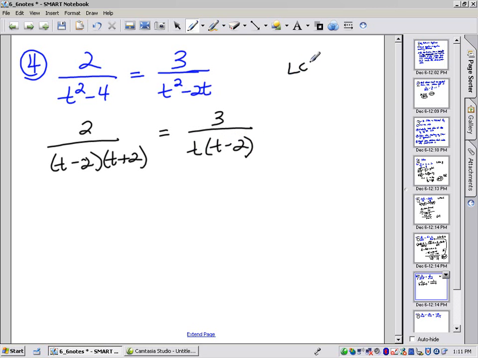So our LCD has to consist of all the different factors. So from the first denominator, it has a product of t minus 2 times t plus 2. Our second denominator requires a factor of t and t minus 2. We already have the t minus 2, so we need a factor of t. So we're going to multiply through by t times t minus 2 times t plus 2.